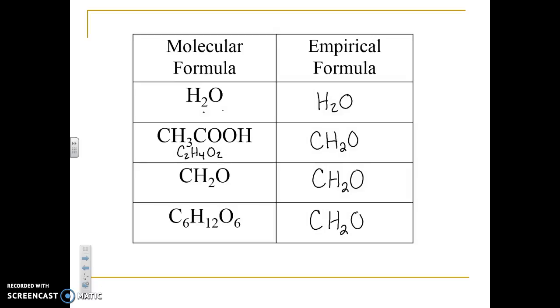So if we look at these last three, we see that they all have the same empirical formula. However, these are 3 very, very different compounds. This first one is vinegar. The next one, formaldehyde, which is used in preserving dead bodies and that kind of thing. And the last one is glucose. So as we see, 3 very different compounds have the same empirical formula. So empirical formula is probably not the most useful. Molecular formula is going to be the most useful for us.